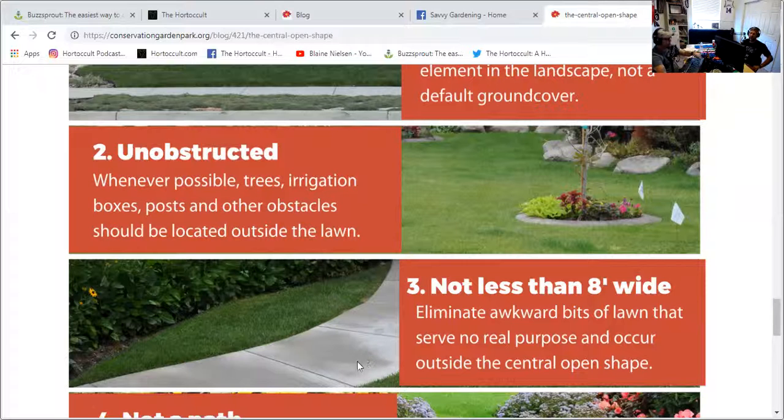Okay, so corners like this are really hard to irrigate anyway. But I don't know if it's going to say that one in there. Curvilinear. Curvilinear. Thank you. It's beautiful.